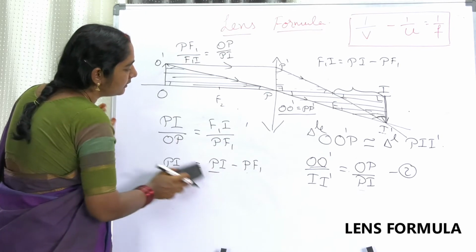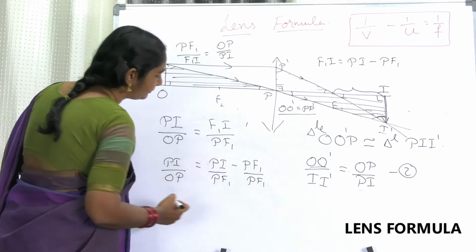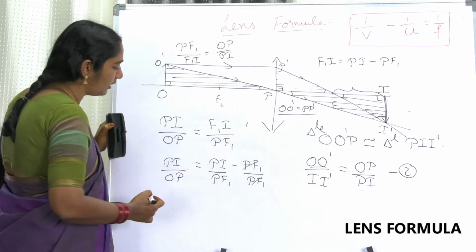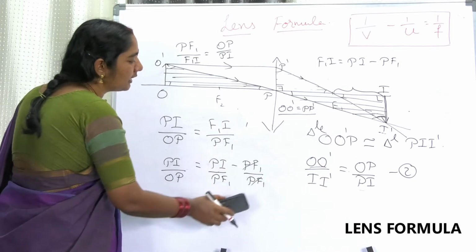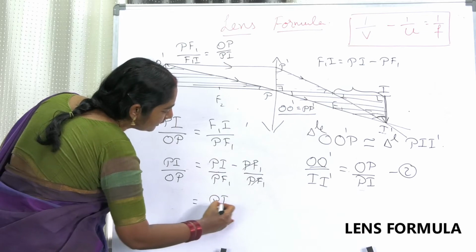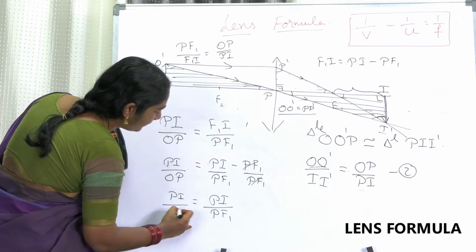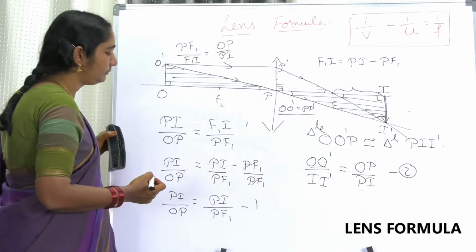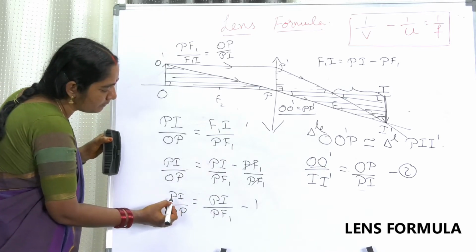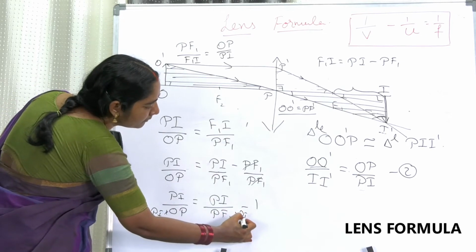Means is equal to Pf1 by Pf1. So my dear friends, now you can see that these two can be cancelled and you are getting 1. So my dear friends, Pi by Pf1 is also Pi by OP minus 1. Now I can divide every term by Pi. See, you are able to see Pi. So I am dividing every term by Pi.